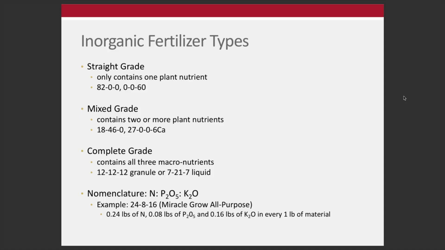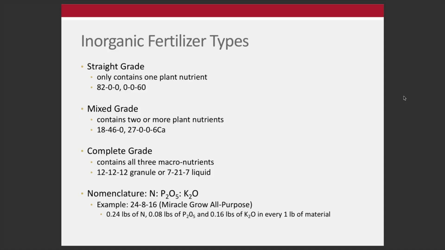You might hear these kind of terms thrown around, but there's straight grade fertilizers, that is fertilizers that just contain one plant nutrient, 0-0-60, 82-0-0, for example, so it's just N or just K or whatever. There's mixed grade, which contains 2 or more, and these are common in industry. And then there's complete grade. You don't hear this used that often, but these contain all three macronutrients of NPK. So like a 12-12-12 or triple 19, for example, these would be considered a complete grade.